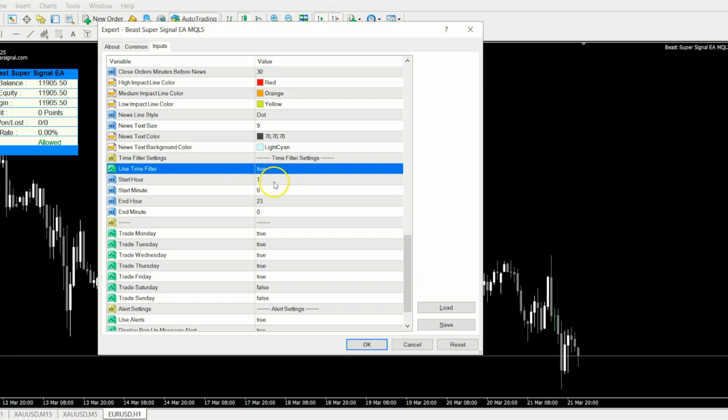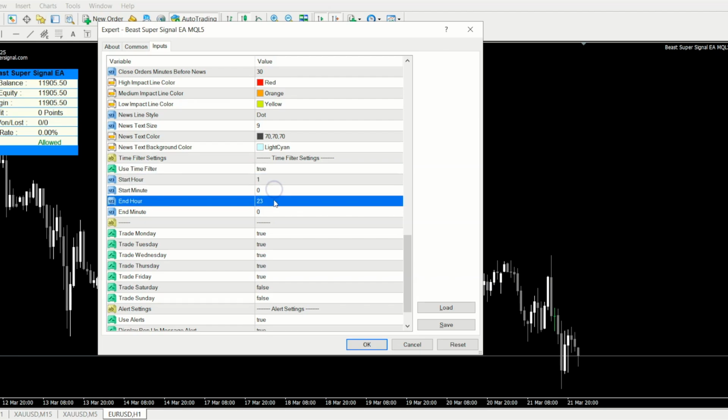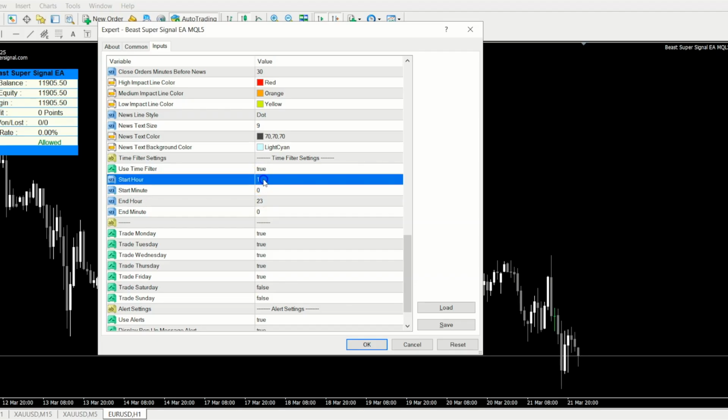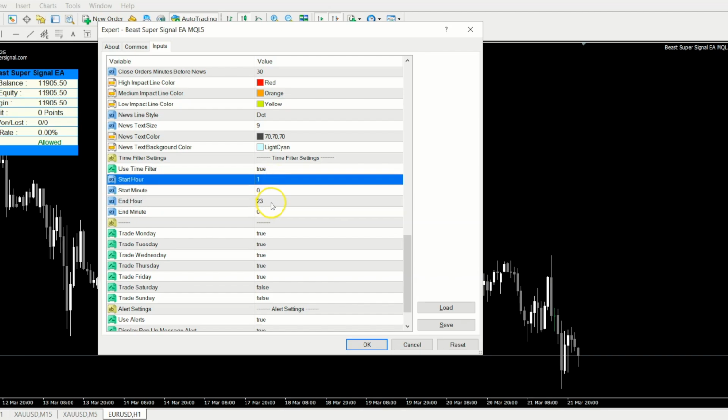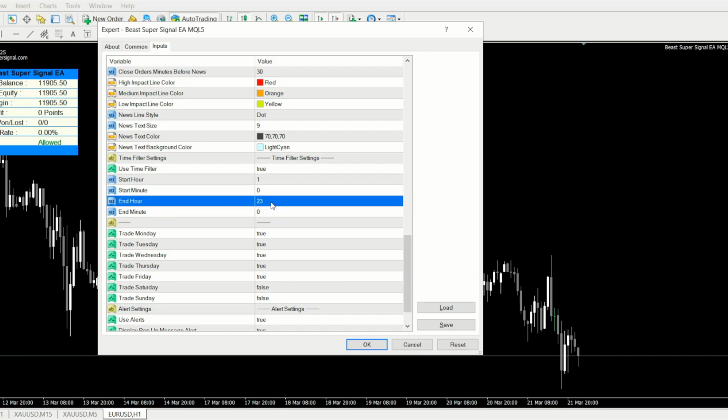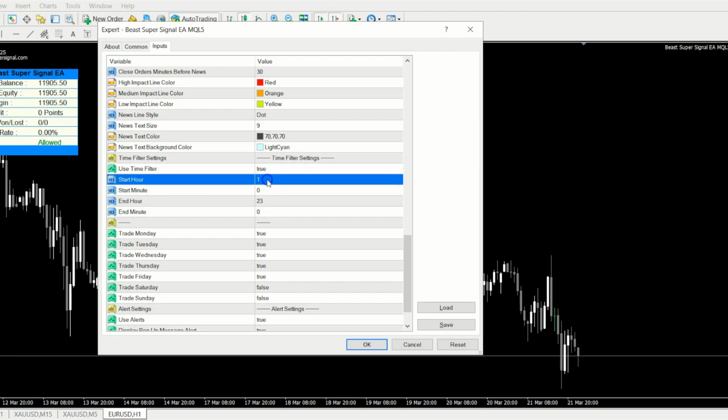If you have this enabled, it will only trade during the times that you have set in the settings. For example, I have it set to trade from 1 a.m. to 11 p.m. I don't like to trade during the off-peak hours, so the first hour after the market opens and the last hour of the day generally tend to be very slow, and I don't want to be involved in any kind of trading during that time. But you can edit this to whatever you want.